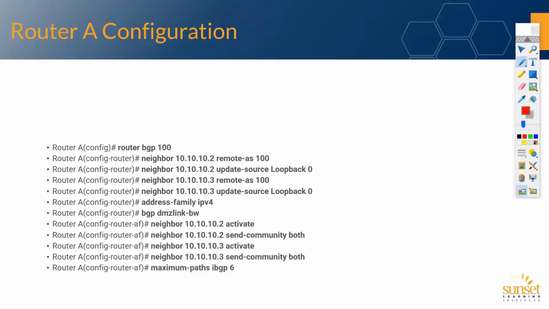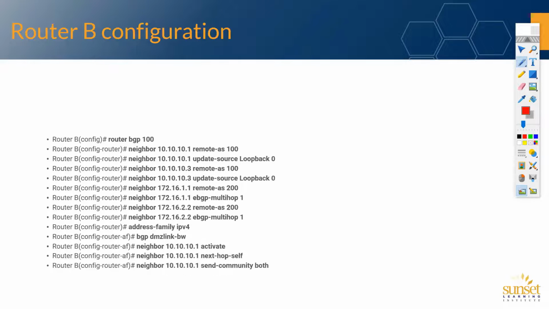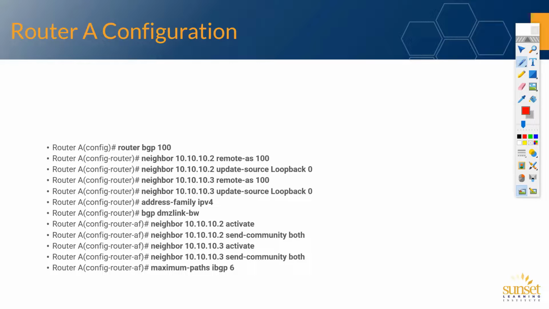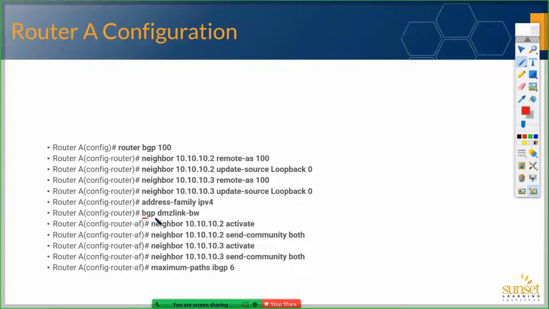So I'll show you here's this configuration. This is router A. So just a pretty simple configuration. I've got my neighbor set up. It's in my own autonomous system. I'm using update source loopback 0. Okay. They've gone under the address family for IPv4, and this is where they've advertised, they're allowing the use within IPv4 of the BGP DMZ link bandwidth.